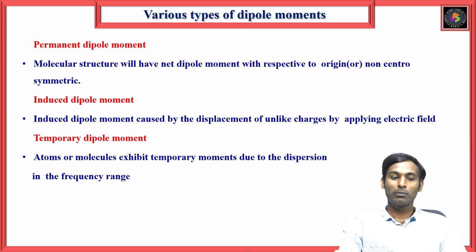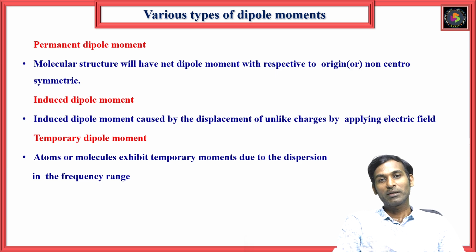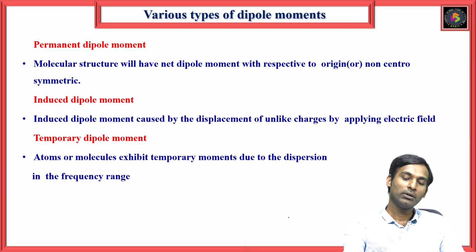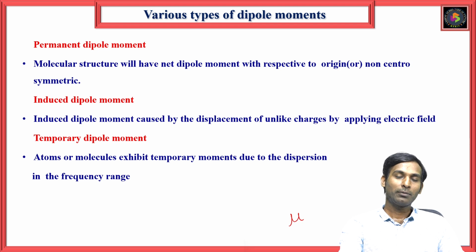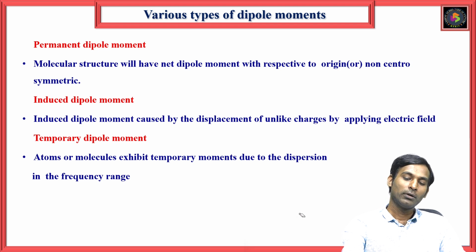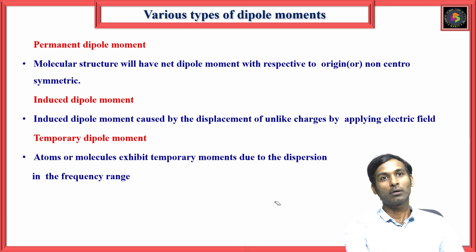The induced dipole moment is caused by the displacement of unlike charges by applying an electric field. The method is a parallel plate capacitor, and the capacitor is an energy storage device, so the induced dipole moment takes place. The symbol for the induced dipole moment is mu. Temporary dipole moment: especially in dielectric atomic cubes, atoms and molecules exhibit a temporary dipole moment related to dispersion in the frequency range.